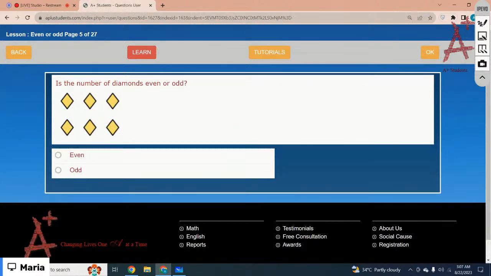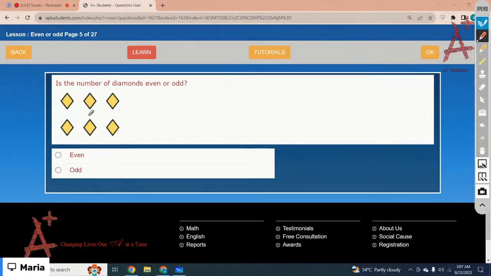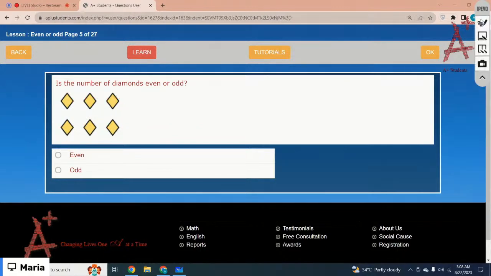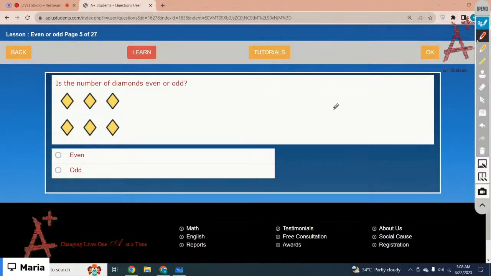Is the number of diamonds even or odd? Just match them in the form of pairs. These two make a pair, these two make a pair, and these two make a pair. You are left with no more diamonds, right? So you can see there are six in number, and you haven't left any diamond. All of them make pairs, right? That means they are even in number. So the correct option is even.